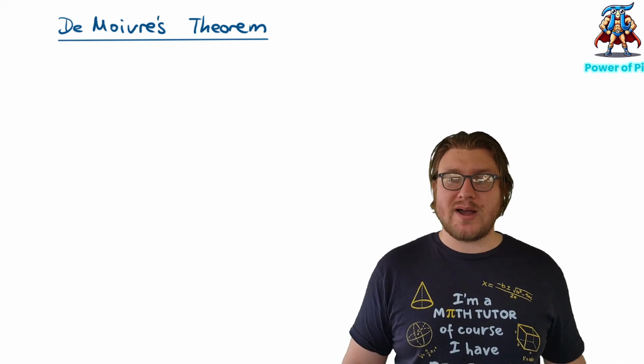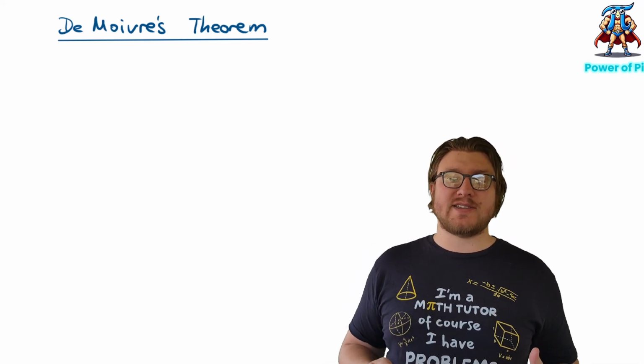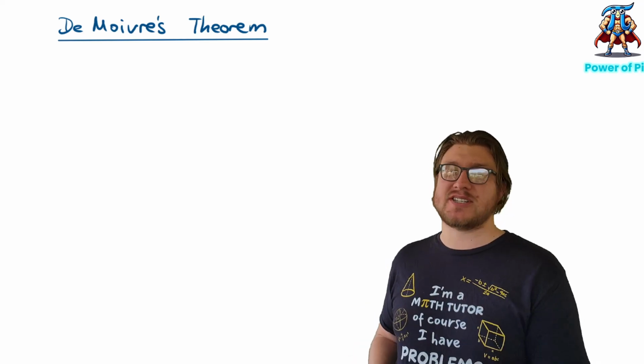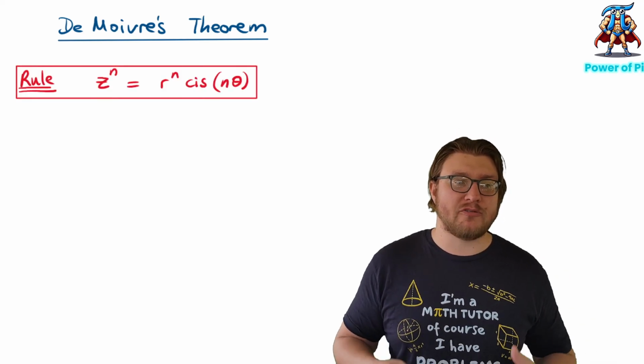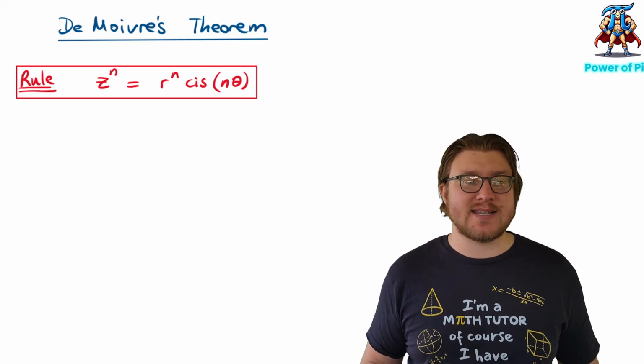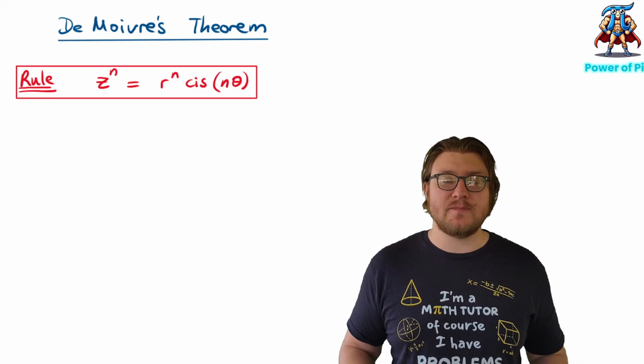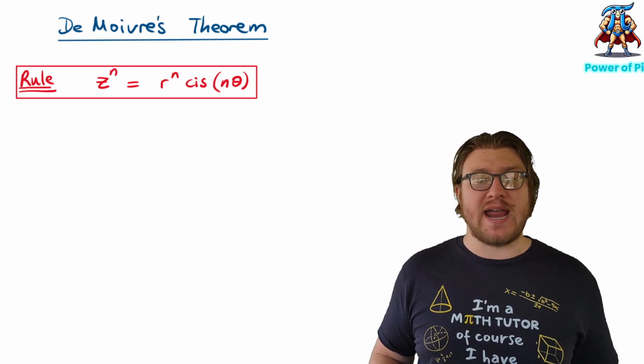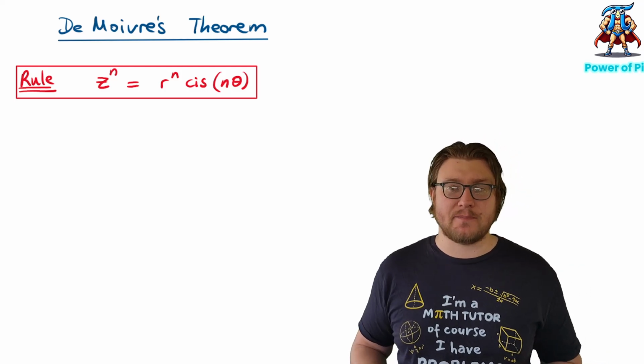First part, De Moivre's theorem. What is this theorem? Remember, a theorem is just like a rule or a way of doing something. And here, this is what De Moivre's theorem is telling us: z to the power of n is equal to r to the power of n cis n theta.